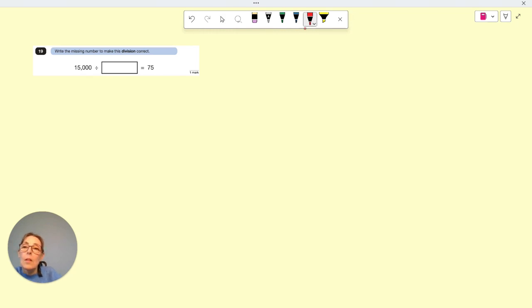Okay. Right, question 19. Write the missing number to make this division correct. So we've got 15,000 divided by something equals 75. Now I'm going to put my statement up that I use. I use these to work out.